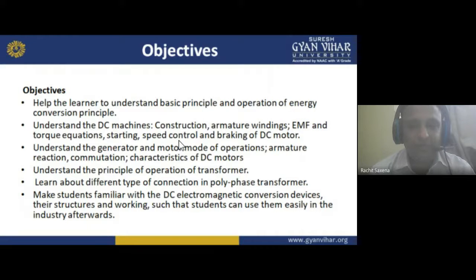So the transformer is a very important part of electrical engineering. It is a very costly and main component in the power system, so we have to protect it. That is why we use protective devices. Why are we using these protective devices? Because if protective devices are not there, we can't protect it.